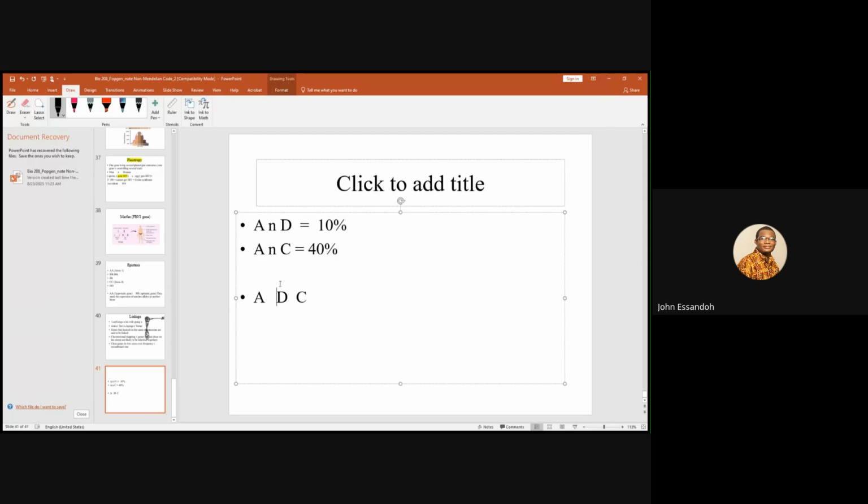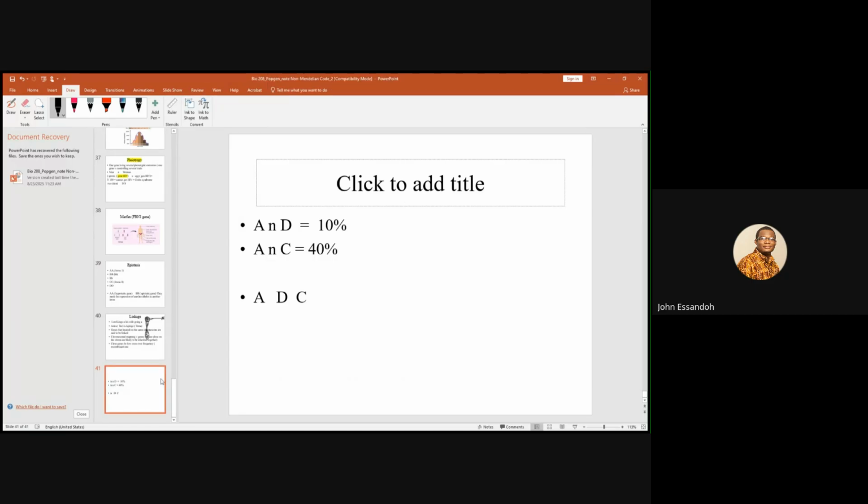So if these are the genes, it means the genes on the chromosome are arranged this way. A is here, D followed by what? C, because the 10% here means that the recombinant is low, meaning they are close on the chromosome. And when the recombinant is high, it means that they are far apart.